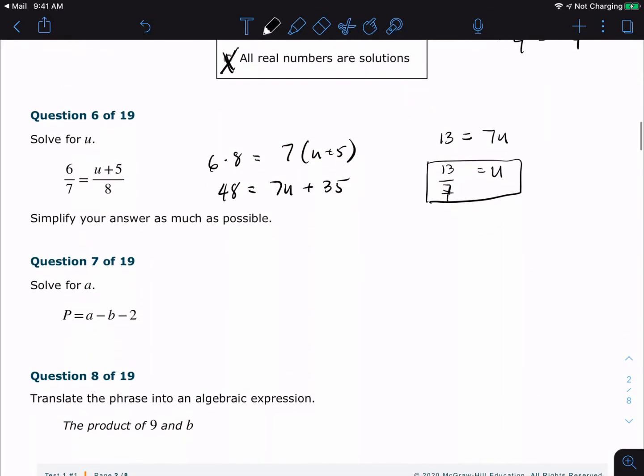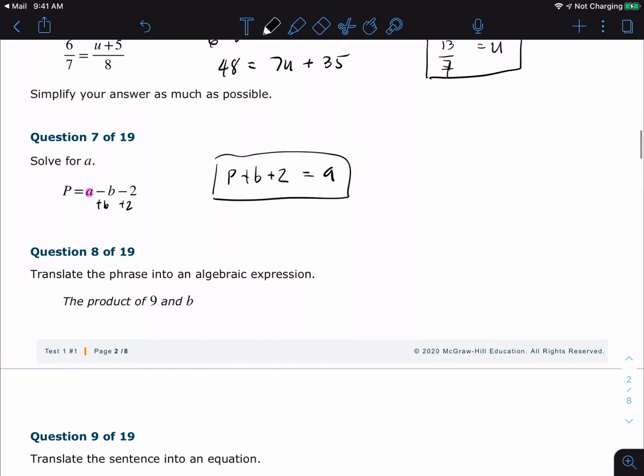Okay? So in this next example that we're doing, we're trying to solve for a. And since we want a, we need to move the things that are with a over to the other side. And to move them to the other side, we have to do the opposite operation. And so the opposite operation would be to add b and to add 2. So I'm going to add b and add 2. So it's going to be p plus b plus 2 is equal to a. And that's the answer. Very, very straightforward.